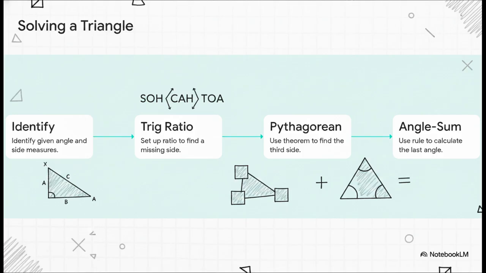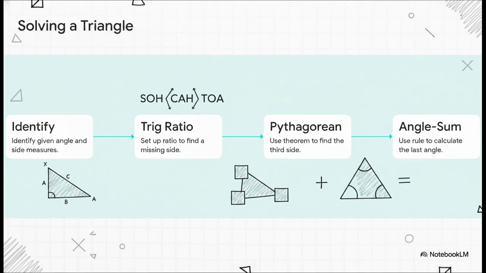Step 1. Identify your given angle and side measures. Basically, you figure out what clues you already have to work with. That leads right into Step 2. Set up a trig ratio, using our good friend SOHCAHTOA to crack the code and find your first missing side. Now that you've got two sides, you trigger Step 3. Rely on the Pythagorean theorem to find the third side. And finally, Step 4.